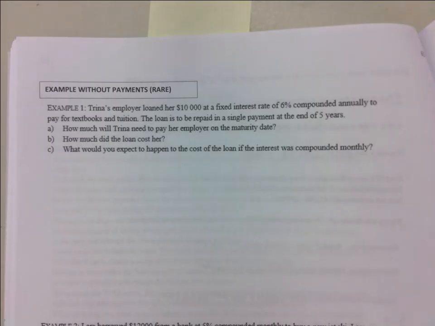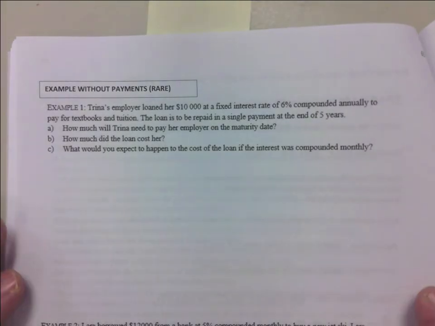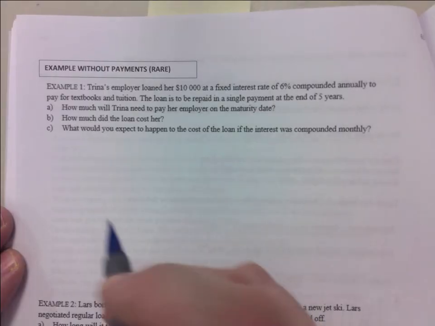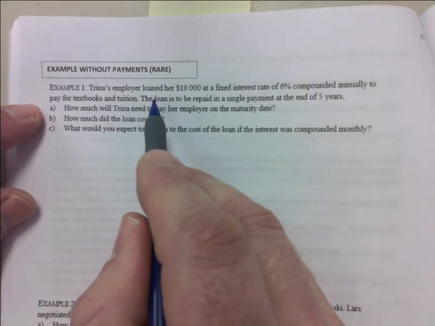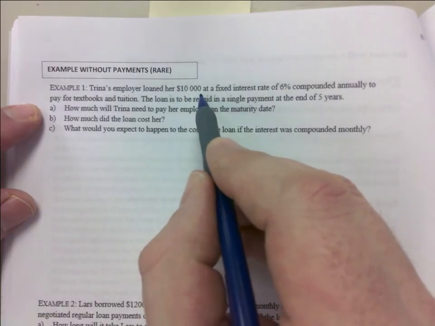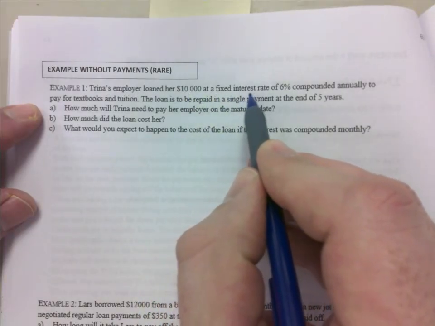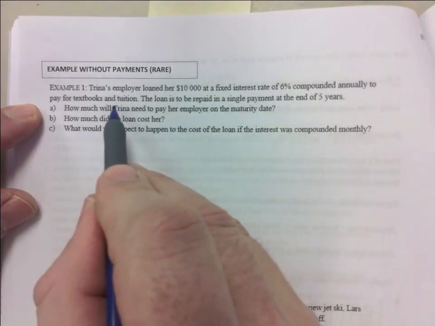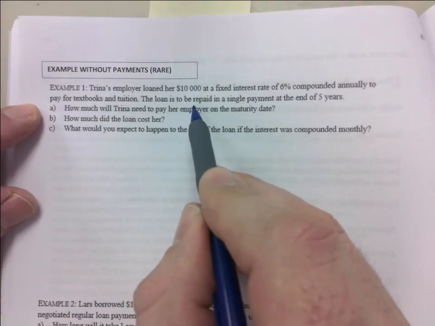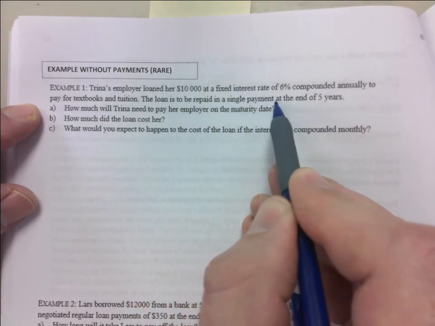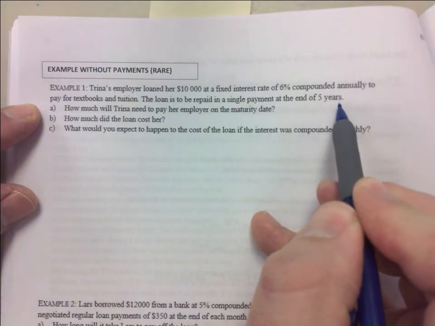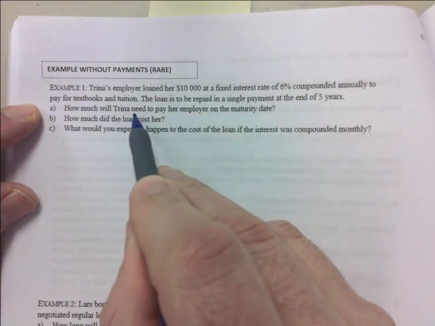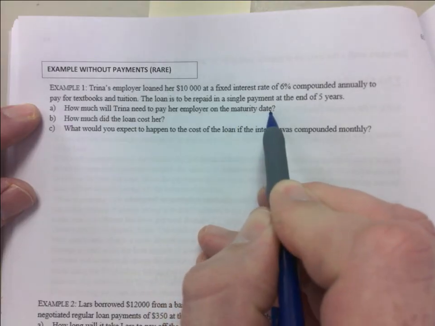Example without payments. Guess what? This is going to be an example without payments. Trina's employer loaned her $10,000 at a fixed rate of 6%, compounded annually for textbooks and tuition. The loan is to be repaid in a single payment at the end of the 5 years. How much will Trina need to pay her employer at maturity?